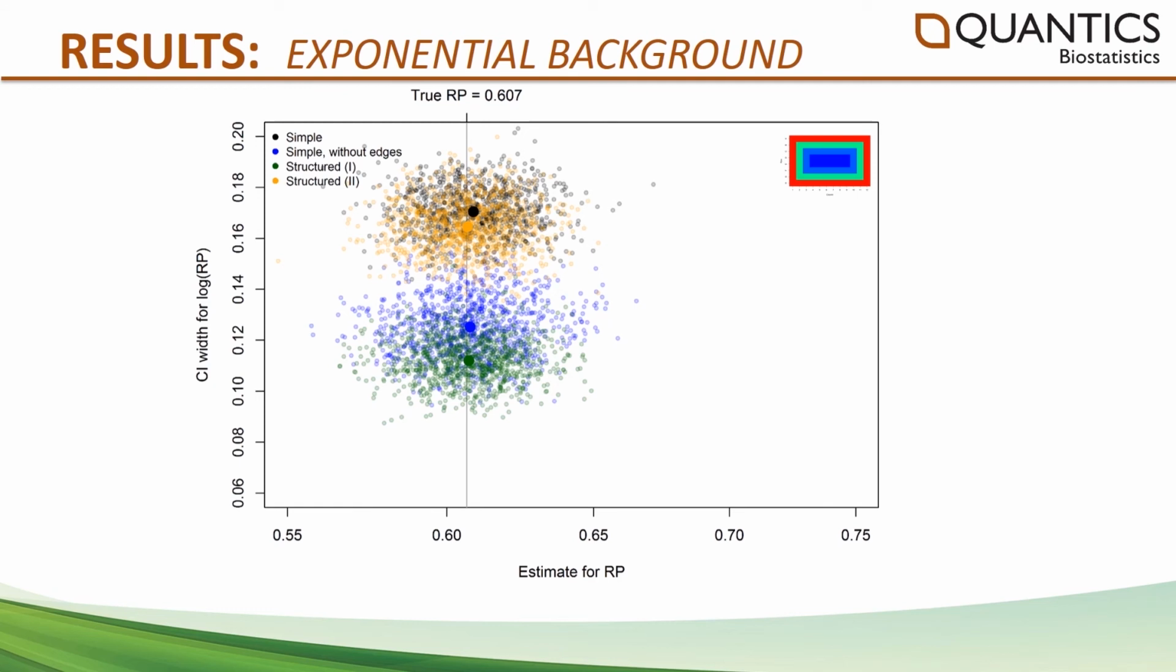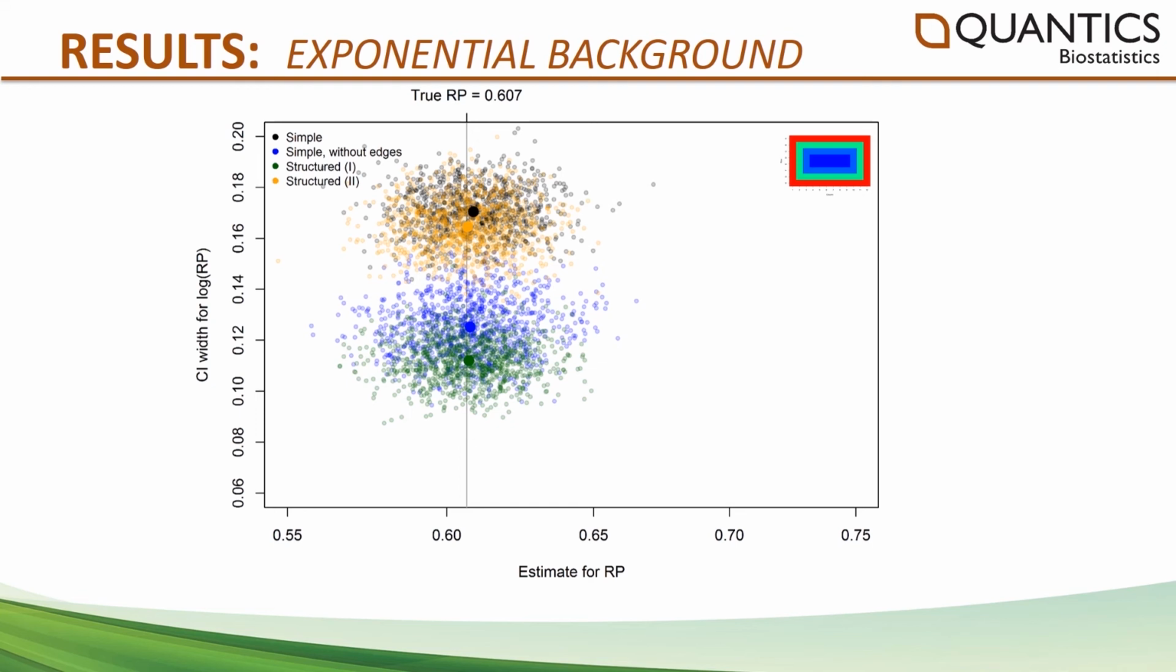However, if we went for one of the structured designs, we can do even better. So with the structured 1 design, which was the relatively fancy one, we've got the green dots, the middle of which is lying again right on the true relative potency, so we have managed to get rid of any bias, and we've got an even lower cloud here, so showing that we've got a more precise result than we got with the blue dots, that is with the simple design excluding the edges.